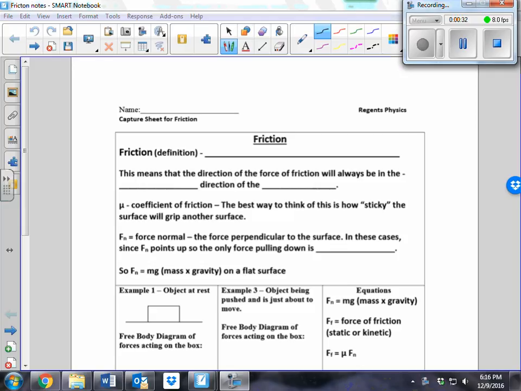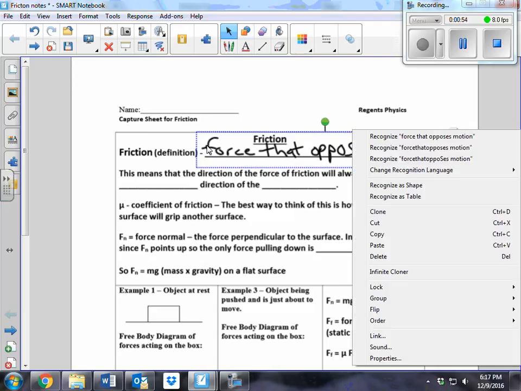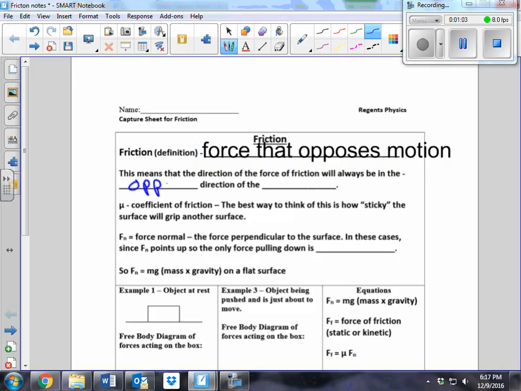So in this case, the definition of friction is a force that opposes motion. So this means that the direction of the force of friction will always be in the opposite direction of the motion.